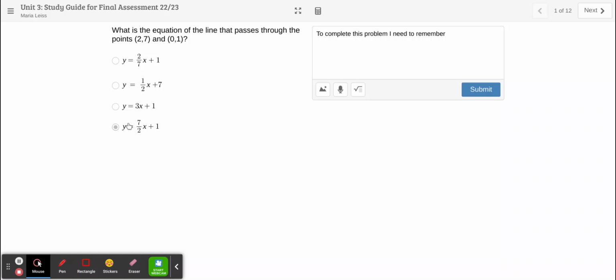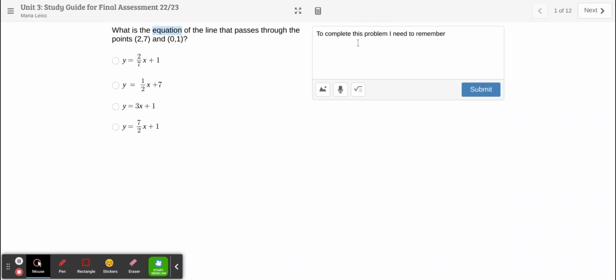A couple things we need to remember. First thing, every question on this activity models a question from the assessment that you're going to take in class. So understanding what to do on each of these questions is key for being successful tomorrow when you take the assessment.